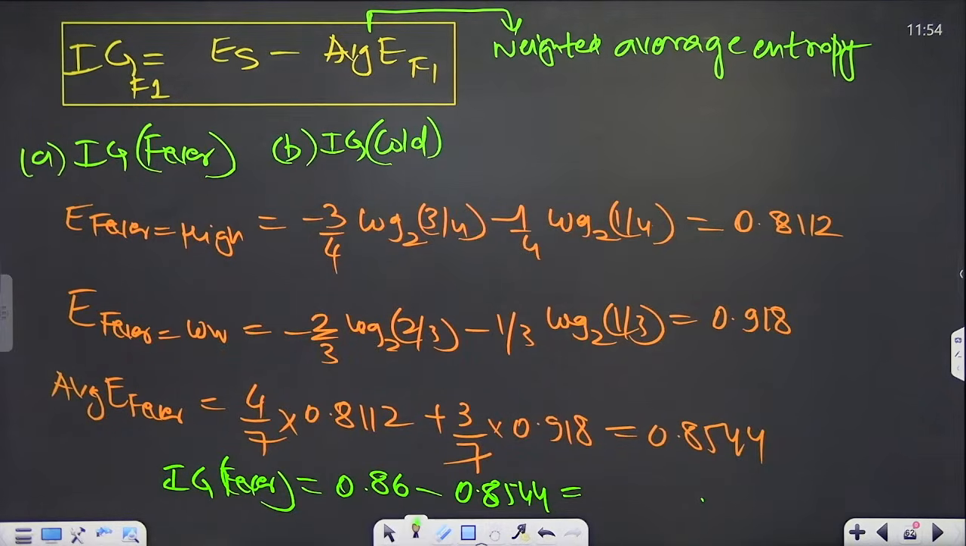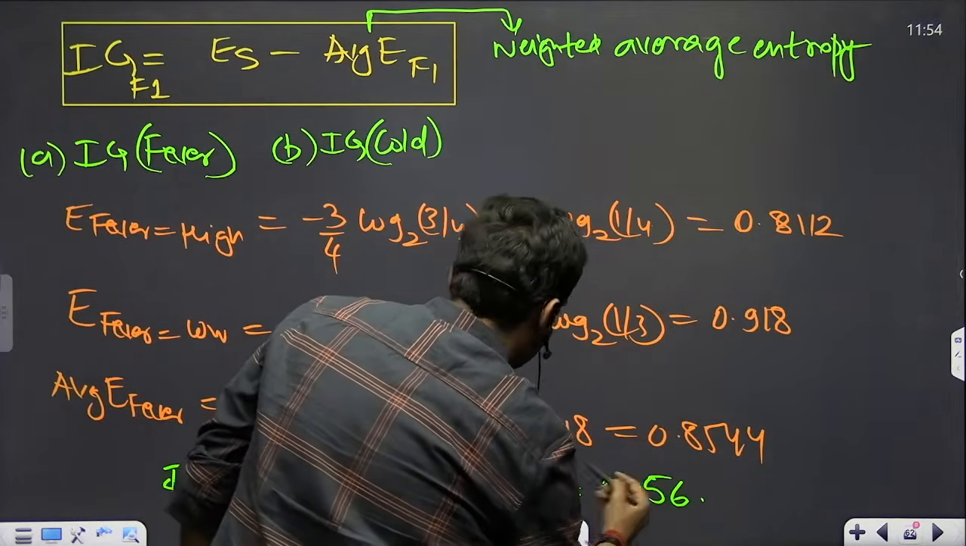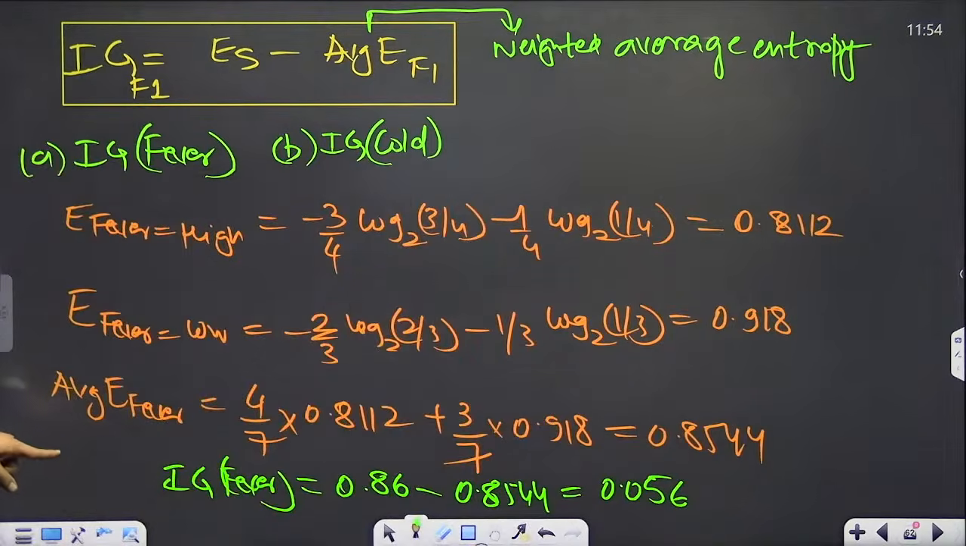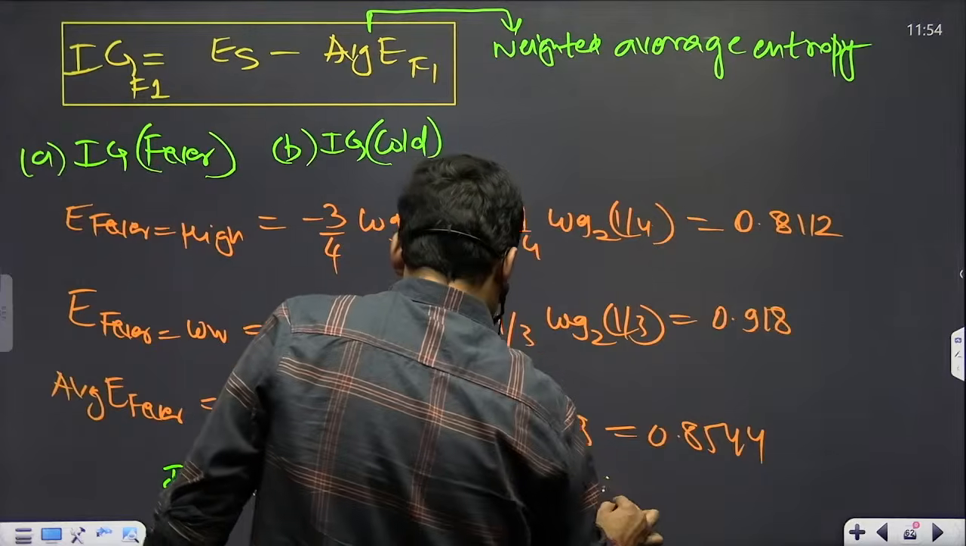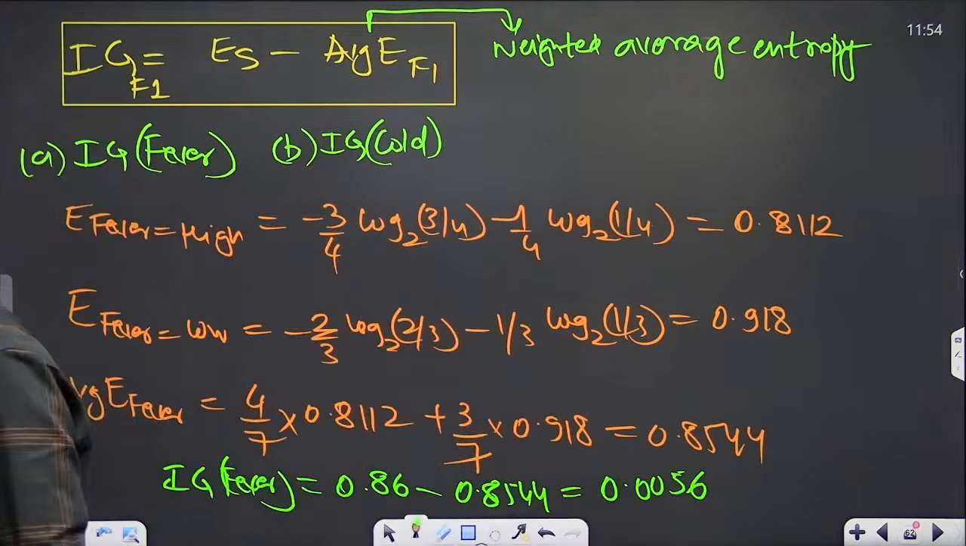So you would be getting 0.0056. This is the information gain for the attribute fever. Just check this, 0.0056, I guess.